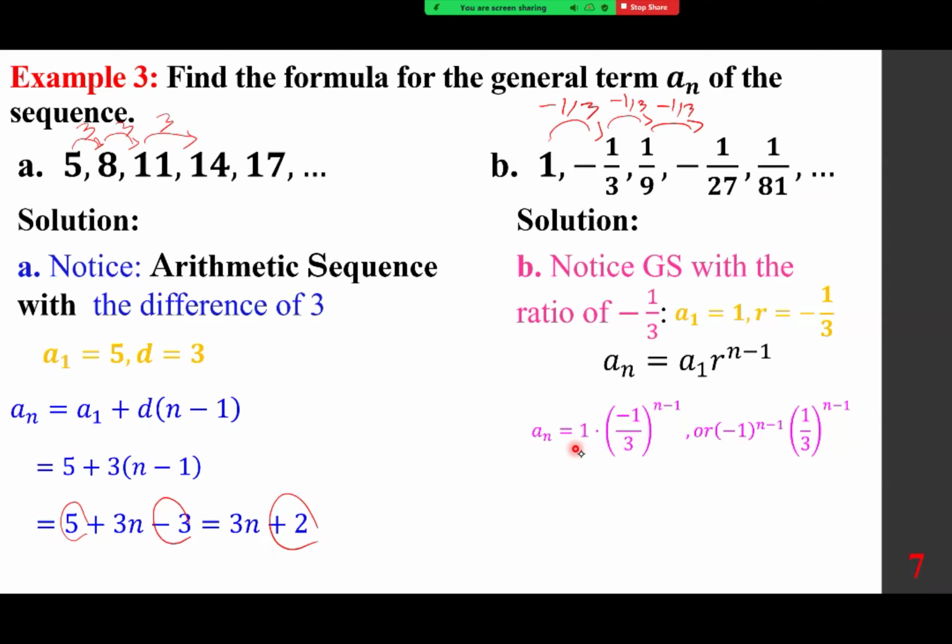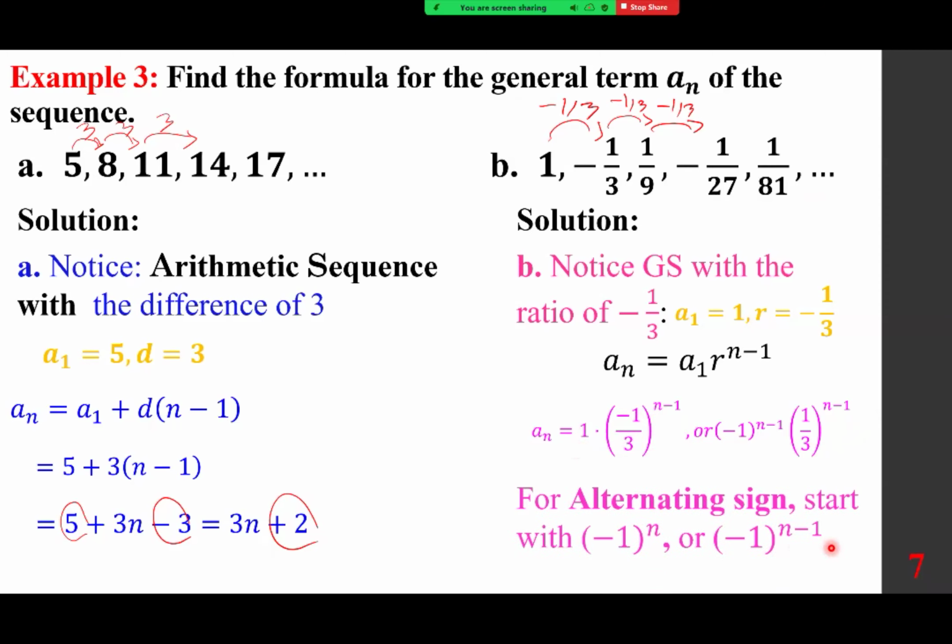For alternating sign, we either get negative 1 to the power of n or negative 1 to the power of n minus 1. I want you to see which one and why. If you go with this one, when n is 1, negative 1 to the power of 1 is negative 1, but the first term is positive, so that doesn't work. This one, negative 1 to the power of 1 minus 1 is 0, negative 1 to the power of 0 makes it positive, so that works. By the way, instead of n minus 1, if you wrote n plus 1, it works the same way.